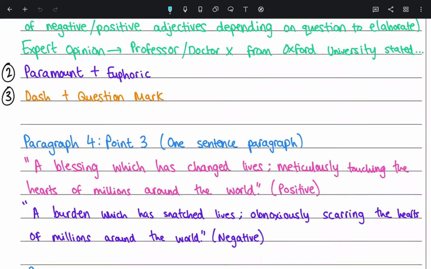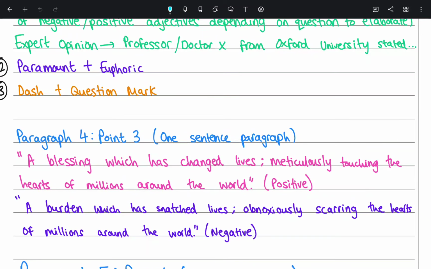And then remember, we want to use structure as well in our answers, not just language. So we can use a one sentence paragraph for paragraph 4, which is going to be your point 3. So here it could either be a positive or a negative, depending on what side of the argument you are discussing or writing about. And remember, don't sit on the fence, because the whole purpose of this question is for you to persuade. You need to show the ability to convince the examiner.